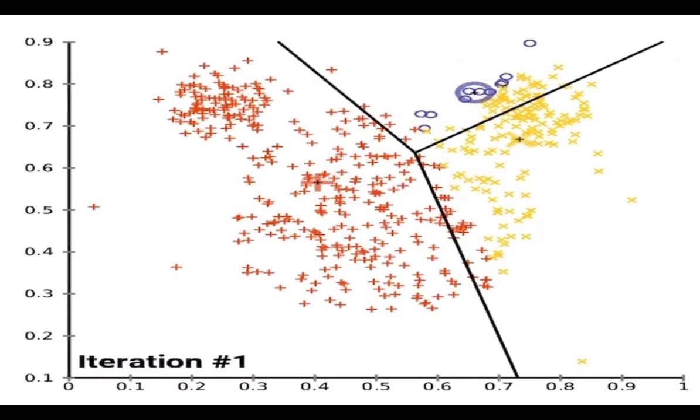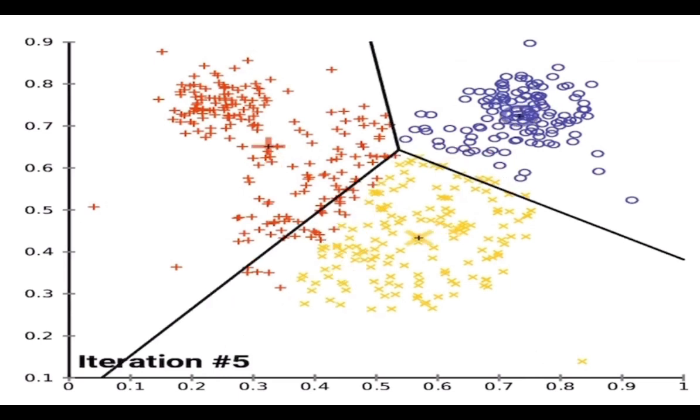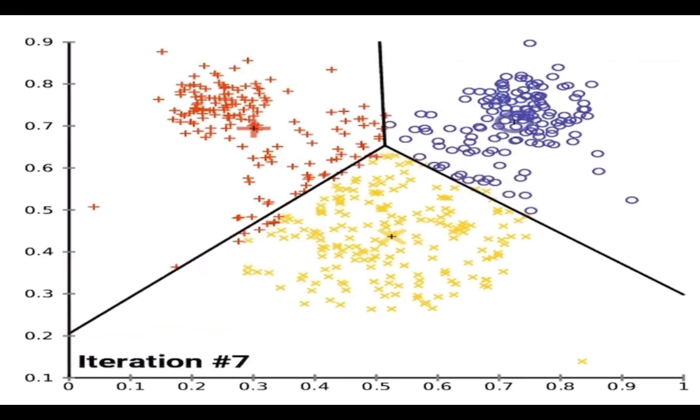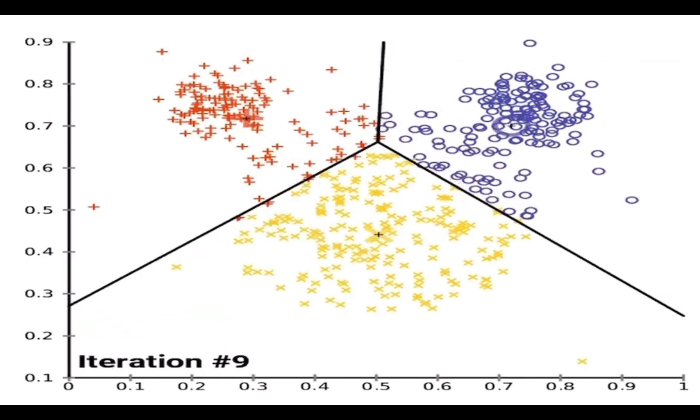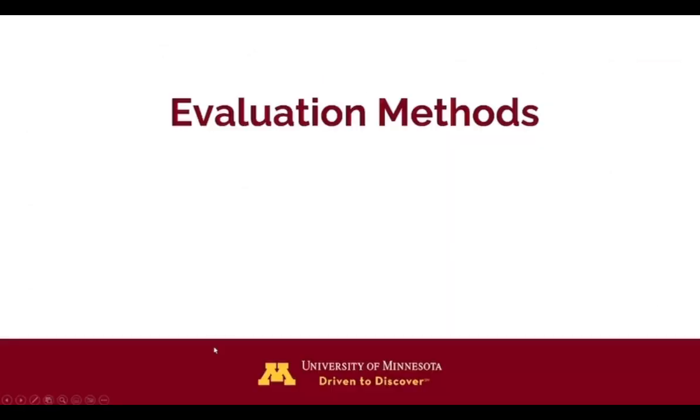Okay, so this is another visual way of explaining k-means. You can see the iteration going up and down. I mean, so you can see that.